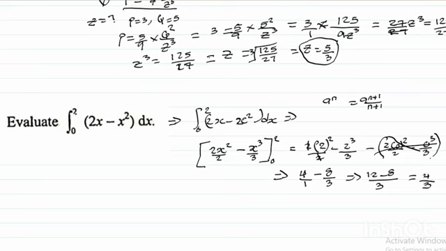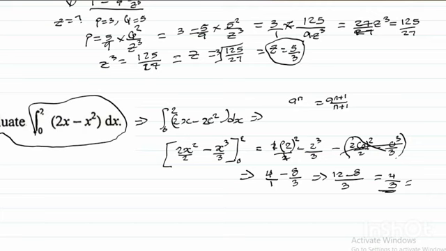So the answer for the integral, when we evaluate this question, is 4 over 3. You can also leave it in mixed fashion. How many times can you see 3 in 4? That is 1, with a remainder of 1 over 3. So either you leave your answer in this fashion, or you leave it in mixed fashion. It is the same thing.